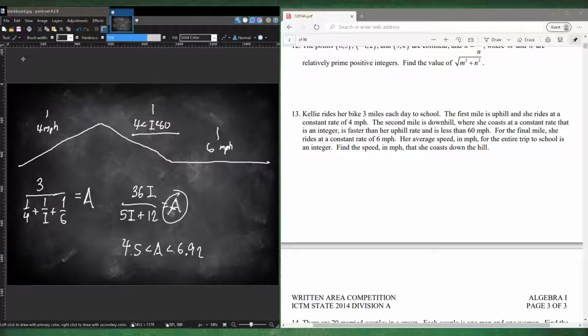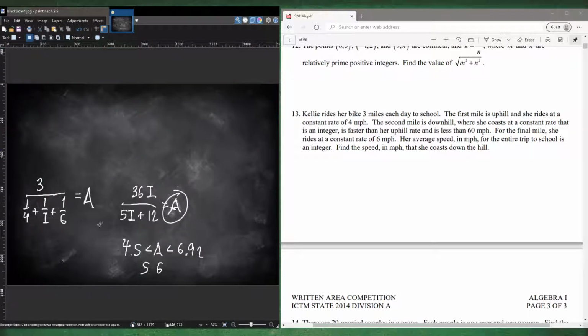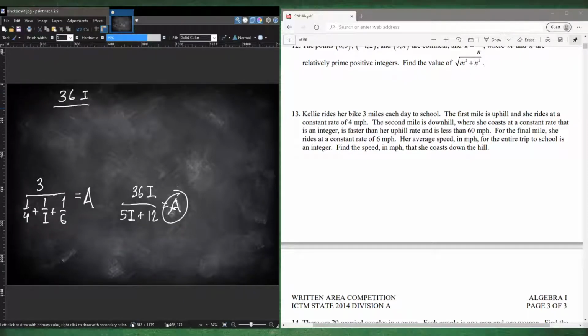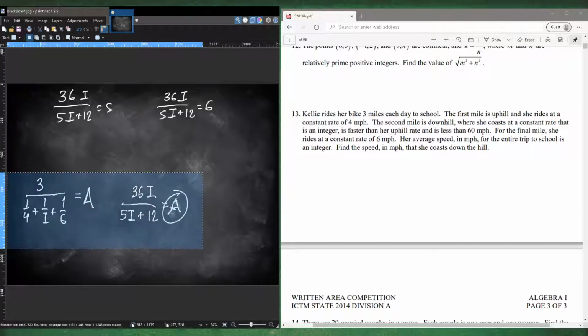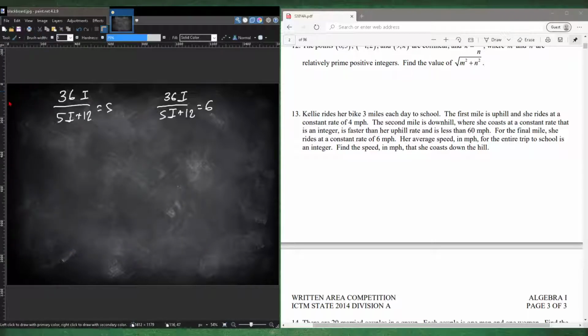Since A has to be an integer, that means it has to be either a 5 or a 6, because that's between 4.5 and 6.92. We don't need the rest of this anymore, and I need room. So we have 36i divided by 5i plus 12 is equal to 5, or 36i divided by 5i plus 12 is equal to 6. So let's delete this, and let's work on this.